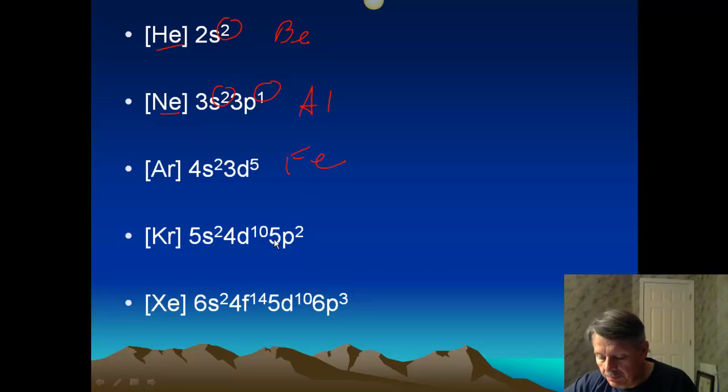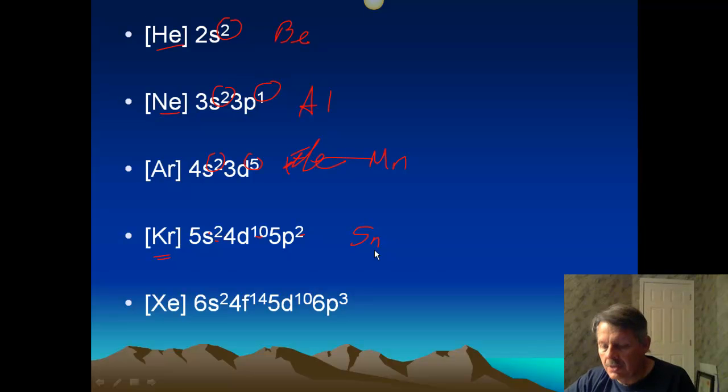Krypton. Okay, let me go back. That's wrong. That should be manganese. I can't count. Okay. And how did I catch that? Well, I took argon. Argon was number 18, and I added 2 for 20, and I added 5 for 25, so I should be at number 25. All right. Krypton plus 2, plus 10, plus 2.